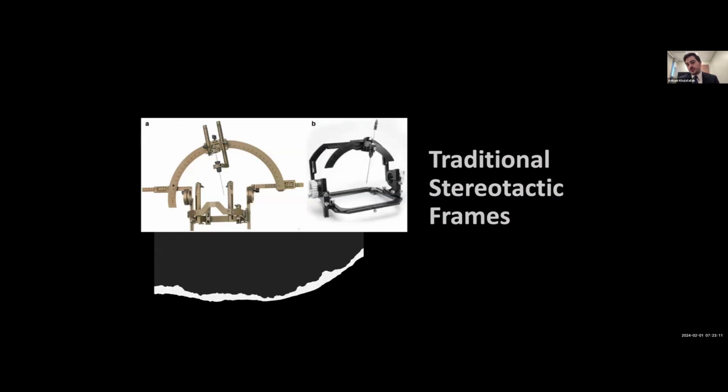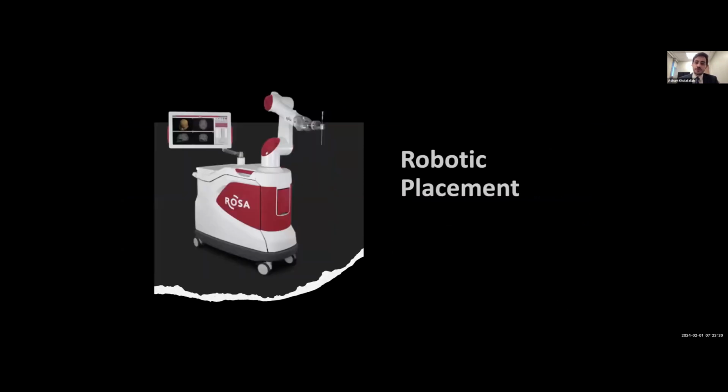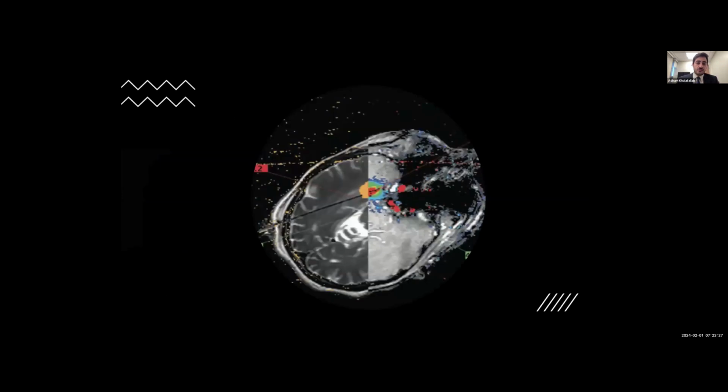This is the traditional stereotactic frame that people are familiar with. This is the Leksell frame. This is the CRW. This is the Stealth, the Vertek arm, and the precision aiming device, and the ROSA robot. Once we have it in place, then we start our laser ablation that we're going to be talking about.